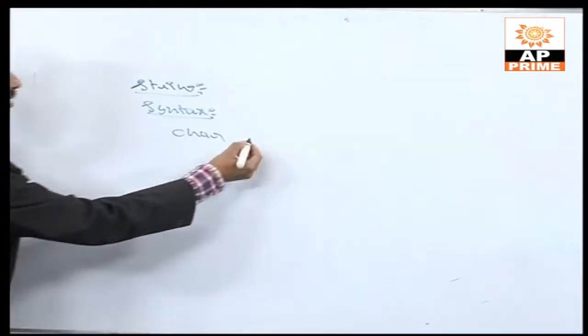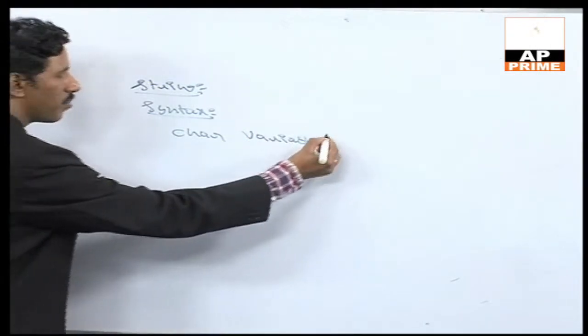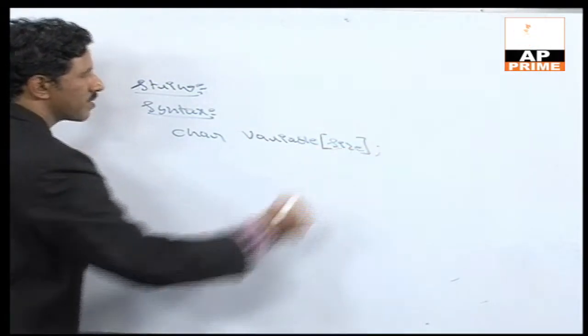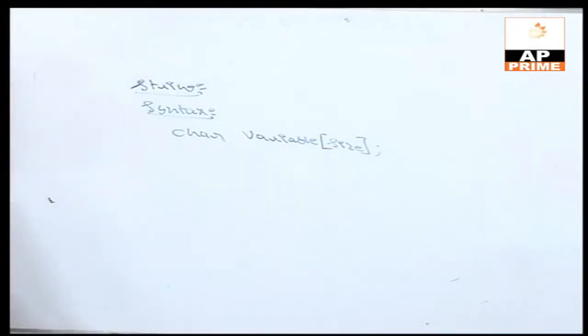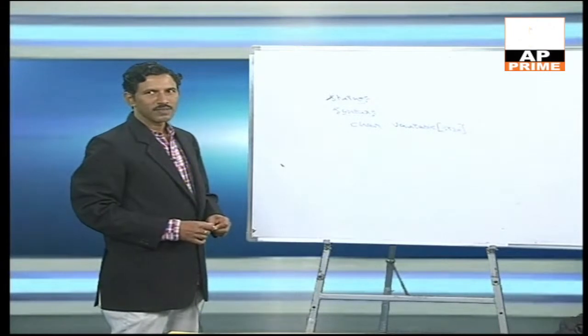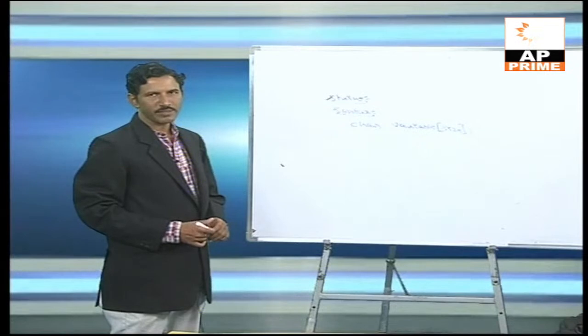Char. Here I used a variable. String also uses the char keyword and a variable, with a square bracket mentioned. Within the square bracket, the size. Whenever you mention the variable with the size, that is called a string.